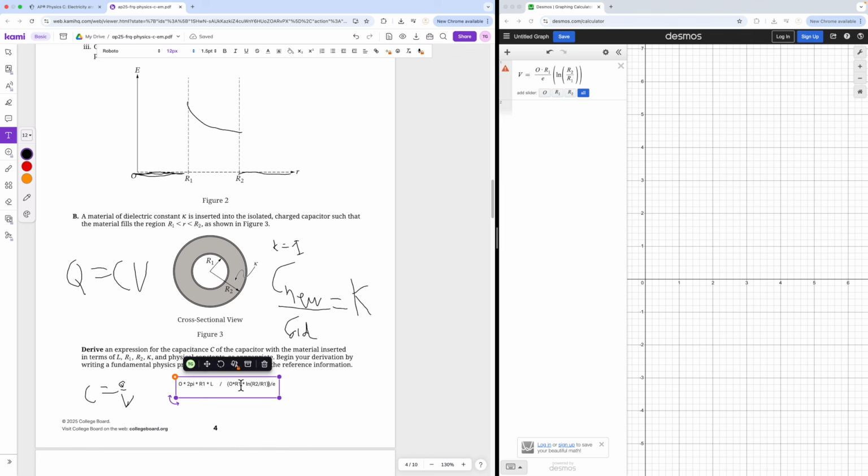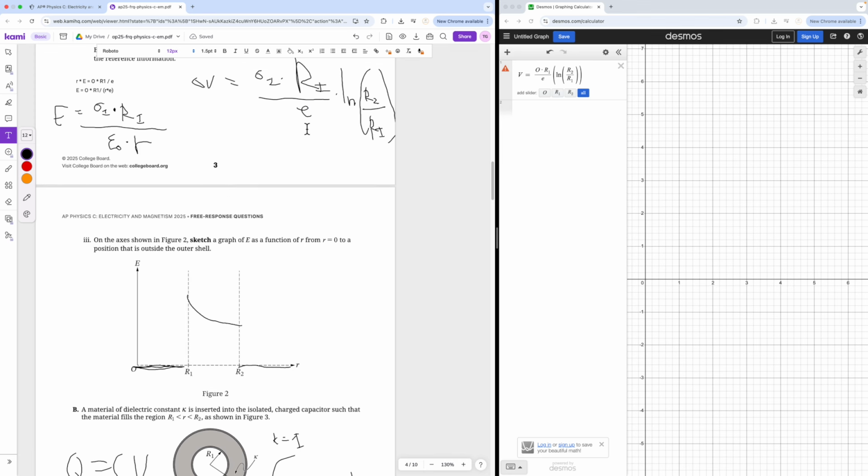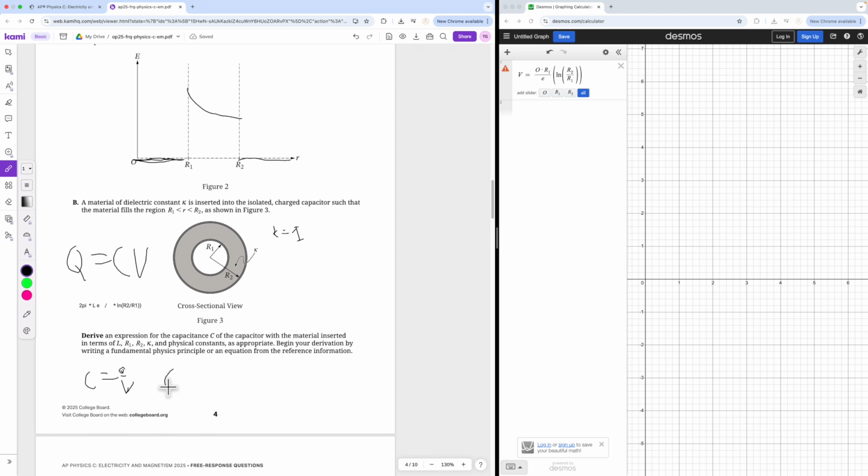So what can we simplify now? I see an R1 here, I see an R1 at the top, we can cancel this out. Do we have any L's? No, we don't have an L, so we're not canceling that out. I see a shared value for this, so we're going to cancel that out. And essentially, all we're left with is this. But actually, we have epsilon on the bottom here because we're dividing. So we can bring that up to the top. So then there's your answer. C is equal to 2 pi times L times epsilon divided by the natural log of R2 divided by R1.